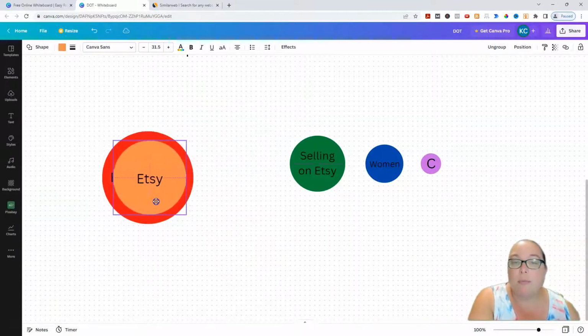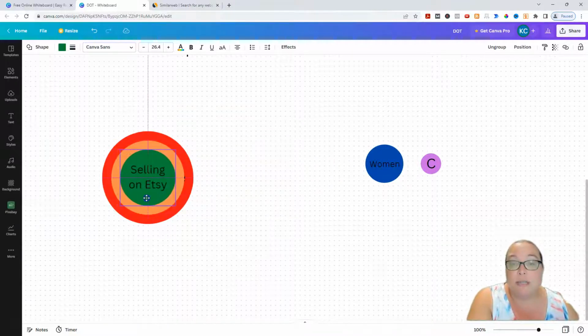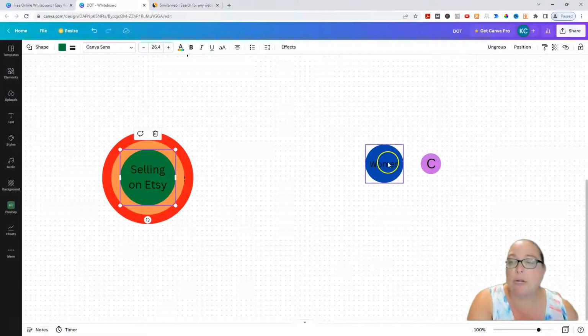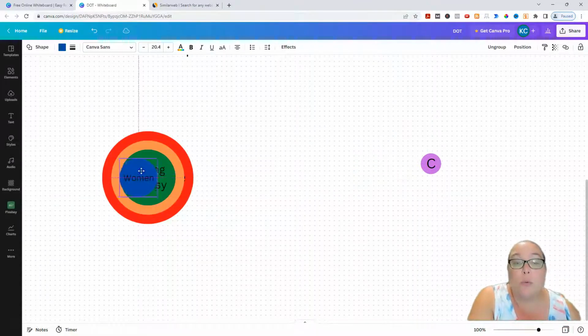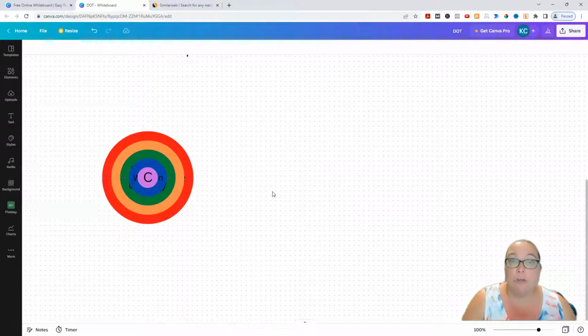Then I'm going to narrow it even more to just interested in Etsy. Then just interested in selling on Etsy, which kind of is the same thing, but that's showing you how it narrows. Then I want to target women, and then I want to target crafters. Now, I might decide that there's an age range. You know, I might say, hey, you know what?